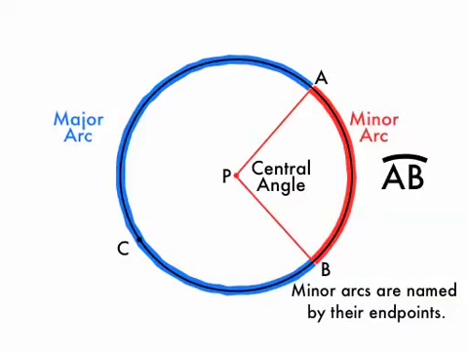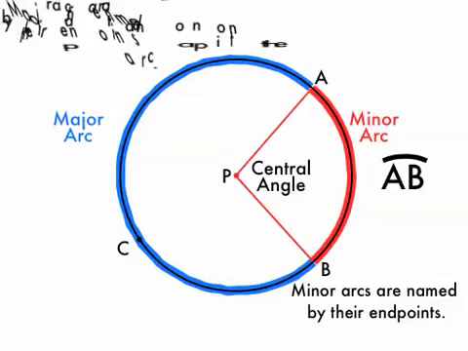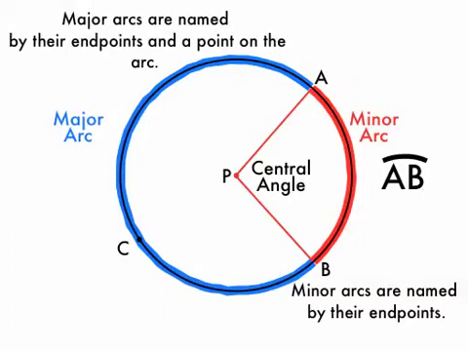A major arc is going to be named by its endpoints and by another point on the arc. So when I'm trying to name the major arc, or the blue arc in this circle, I need to use the endpoints A and B, but I also need to use another point that's on that arc, which would be C in this case. So this arc is going to be named arc ACB. Again, I have my arc notation, and this time, notice that I have 3 points. C is going to be in the middle because A and B are the endpoints, so they need to be first and last.